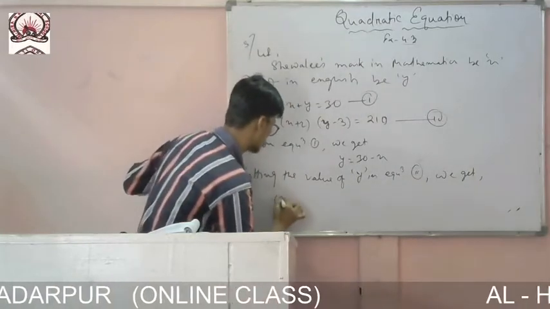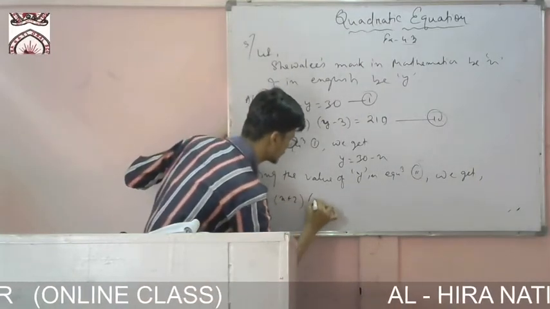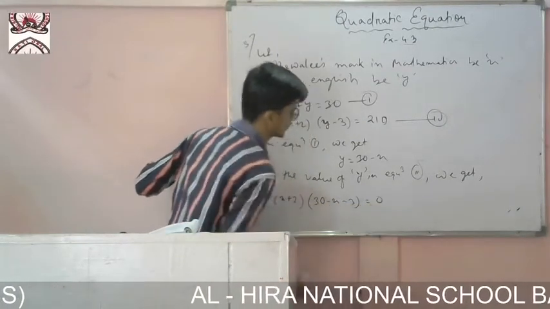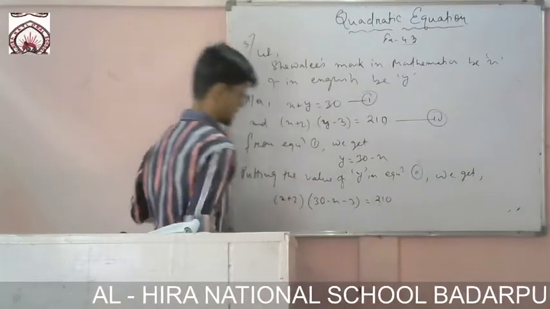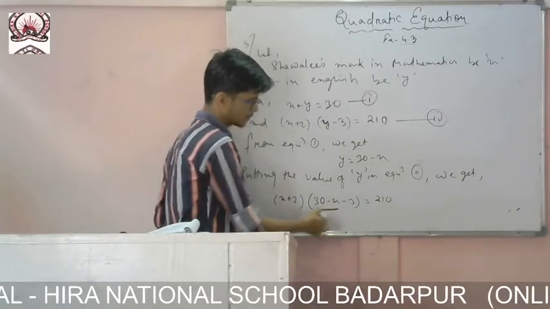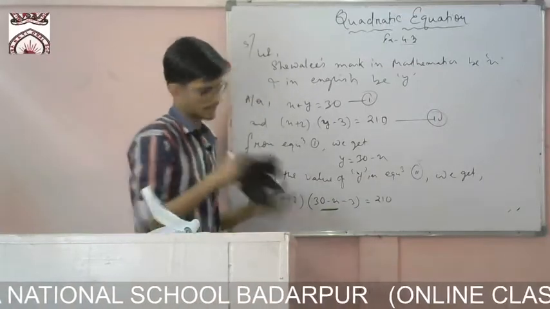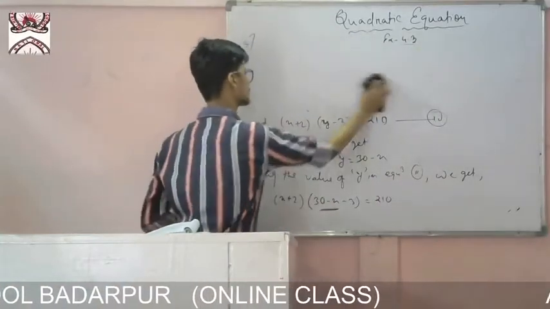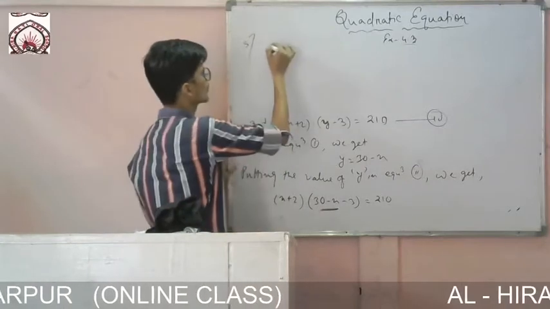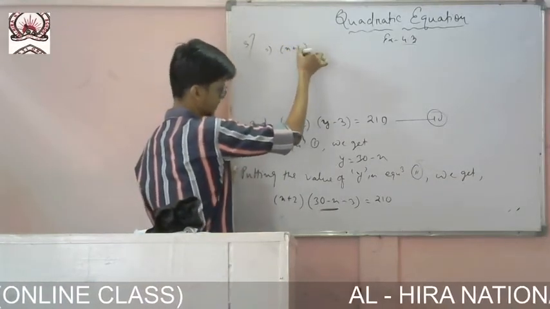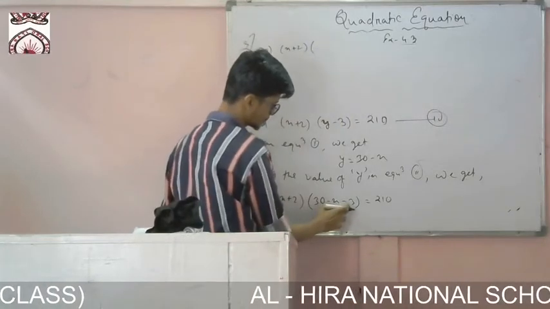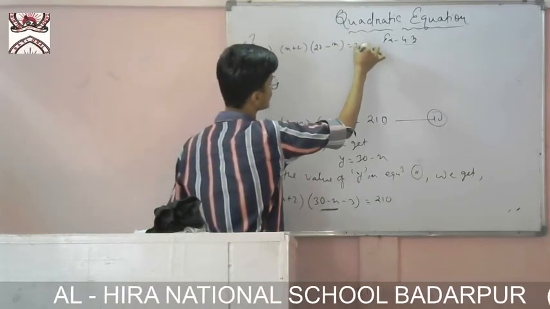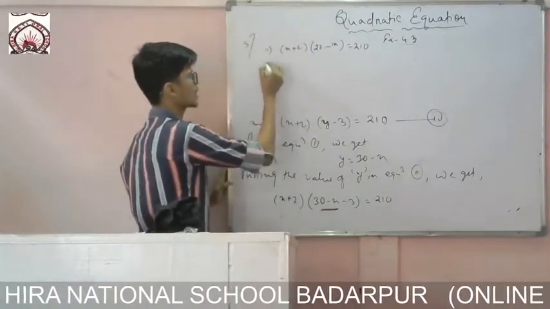(x plus 2), and in place of y I put 30 minus x, minus 3, equals 210. So in place of y, I have put 30 minus x. So now I will solve it. It will be (x plus 2) and, here 30 minus 3 is 27, minus x, equals 210. 27 minus x. So now let me multiply.